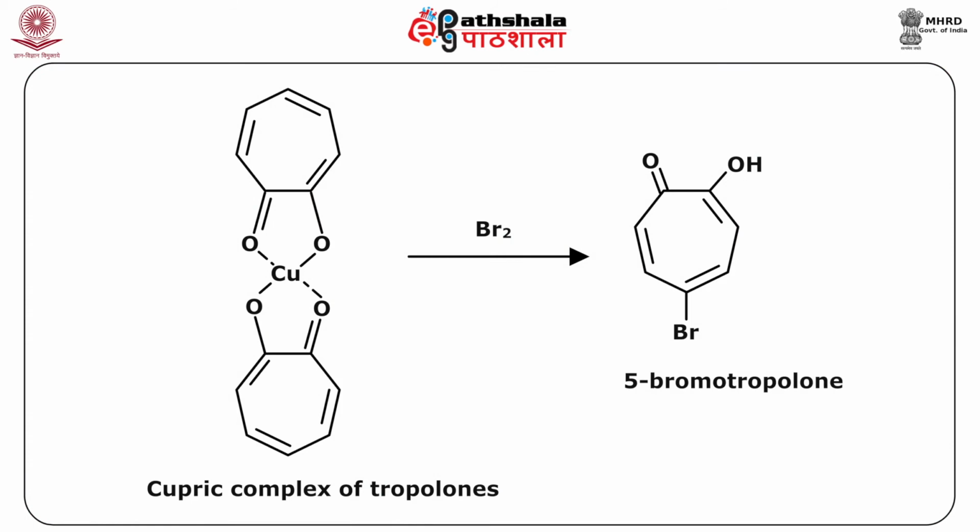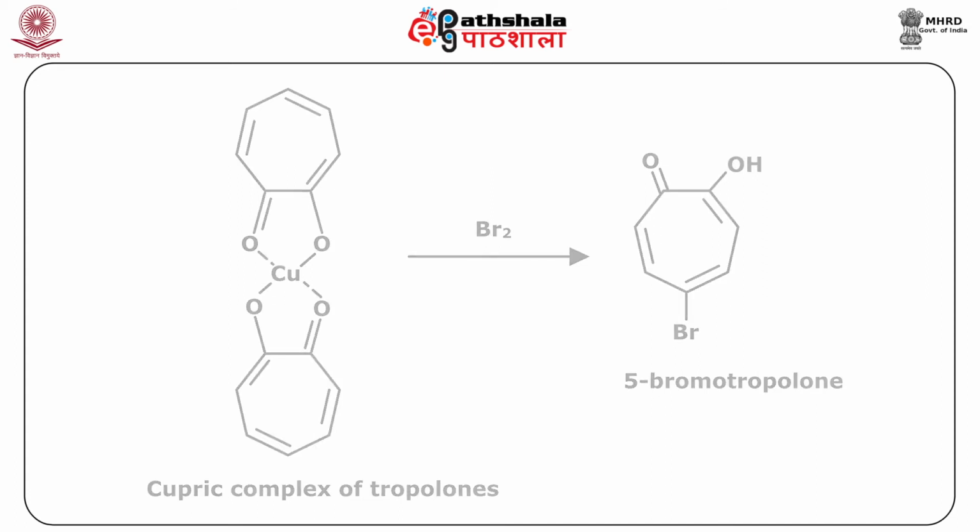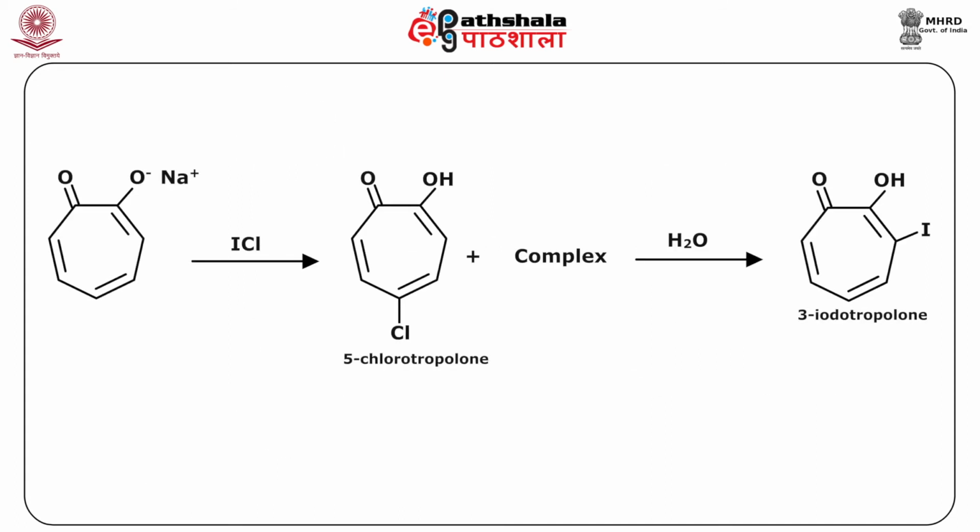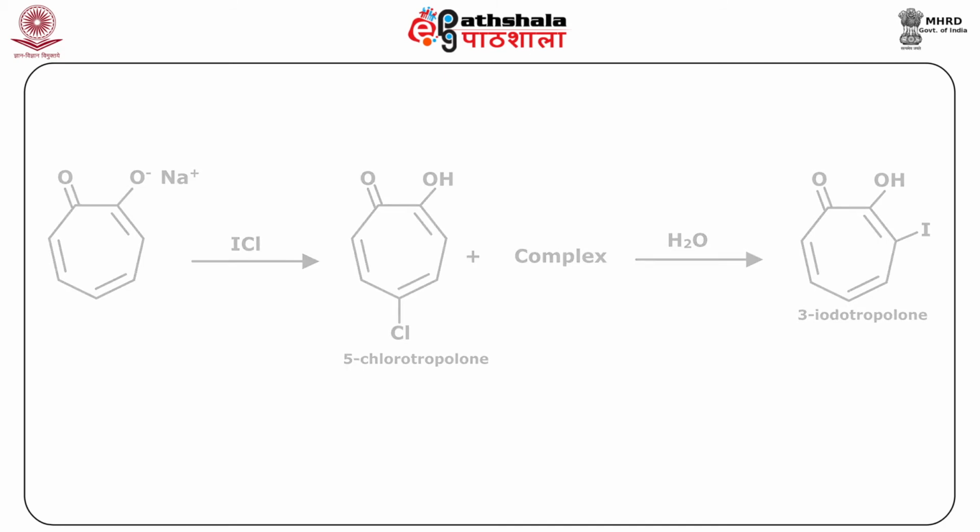Now, two reactions have been reported which yield predominantly the 5 halogen derivative. Number one is 5-bromotropolone, which is obtained after the reaction of the cupric complex of tropolones with bromine. And the second, the sodium salt of tropolone reacts with iodine monochloride, which gives a mixture of 5-chlorotropolone and a complex from which 3-iodotropolone is obtained by the action of water.